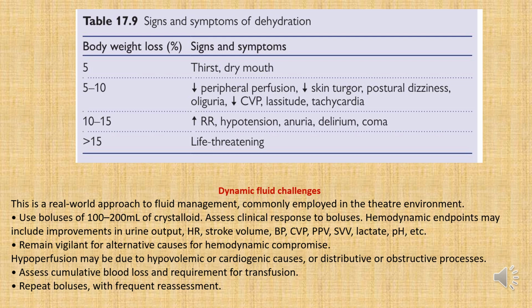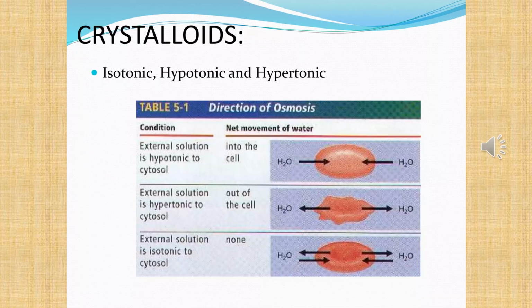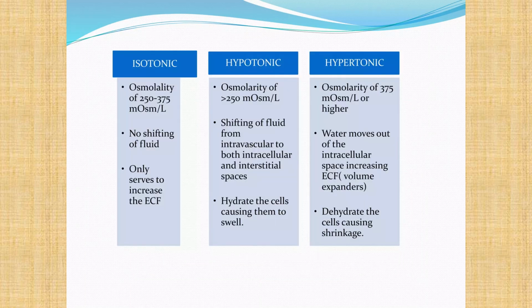Symptoms of dehydration are presented on this slide, and dynamic fluid challenges. There are three main types of intravenous fluids: crystalloids, colloids, and hypertonic solutions. Crystalloids include isotonic, hypotonic, and hypertonic solutions, such as normal saline and glucose solutions. Crystalloids, isotonic, hypotonic, and hypertonic, with shifting of fluid are presented on this slide.